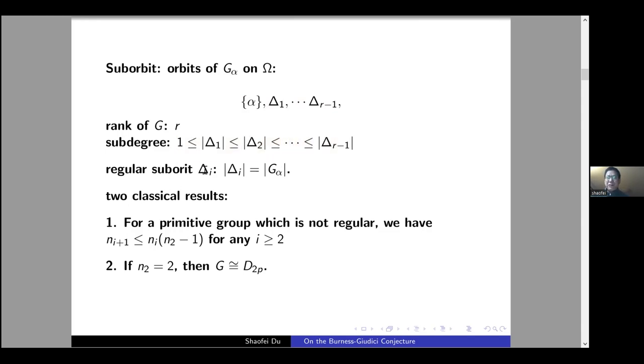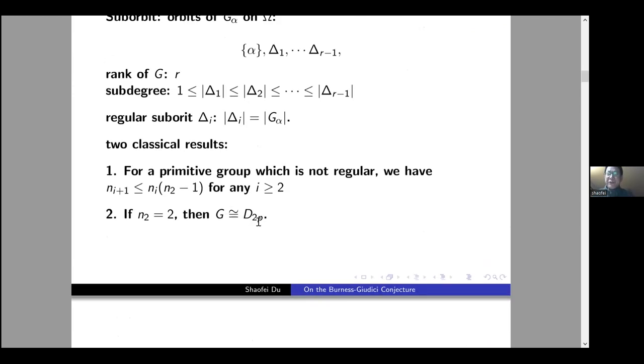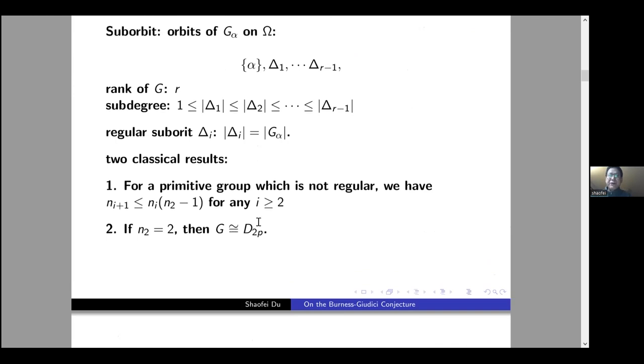So what is a regular suborbit? It means G_alpha acts regularly on this suborbit, so you have these equations. The following are two classical results. For a primitive group which is not regular, the base size b(G) is at most n minus 1, and the order is at most n times (n minus 1). This is a very classical result. The second one: if a subdegree is 2, that means you have a suborbit with 2 points, then G must be a dihedral group of order 2p, where p is prime.